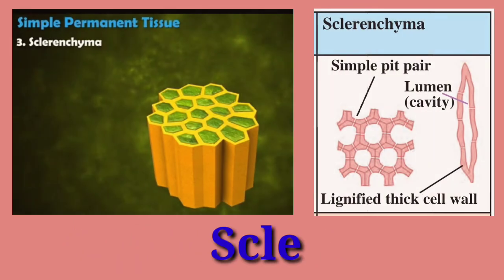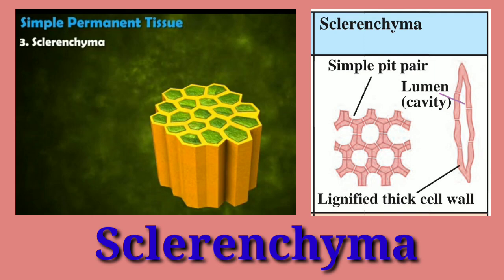The next type is sclerenchyma. They are dead and fibrous cells with tapering ends. Cell wall contains lignin. They are present in the stem, veins of leaves, hard coats of seeds, outer covering of coconut, etc. They give strength and rigidity to the parts of the plant. So these are the types of simple permanent tissues.